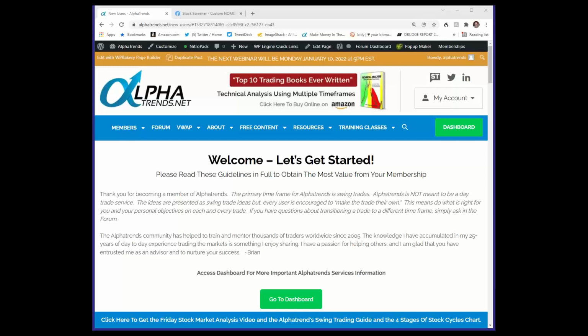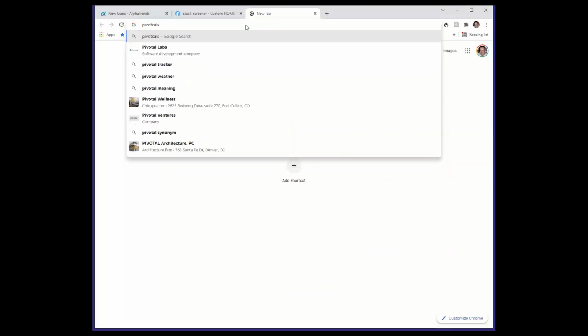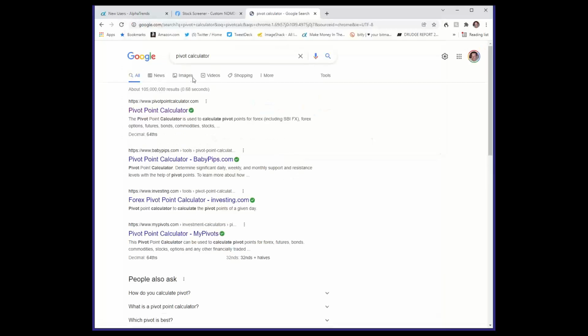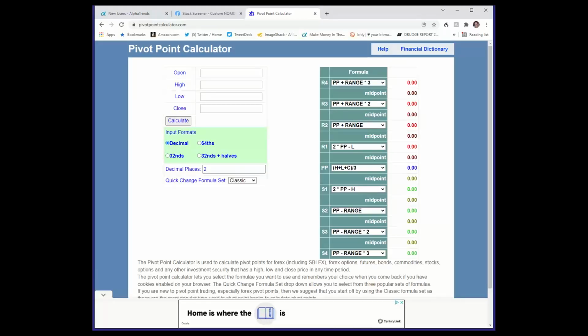Question 1, can you explain how you calculate R2 and S2? I've covered that at the beginning of this webinar, so that's been answered. Is it possible to display these levels above the video that you post? No, it should be in your software, or you can go to pivotcalculator.com, I believe, to find them. So you can go to Pivot Point Calculator. Boom, it's right there.